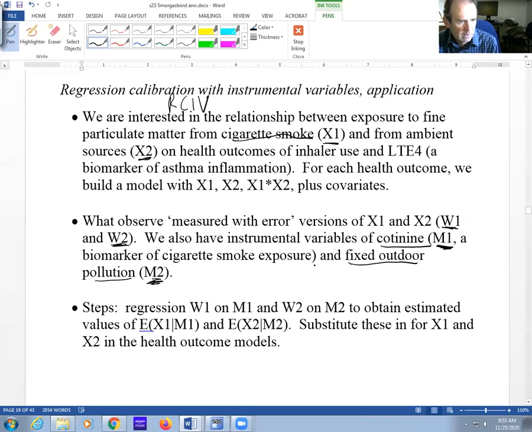So what we do is we're going to regress W1 on M1, so the measured-with-error version of cigarette smoke exposure on cotinine, and then we regress the measured-with-error ambient exposure on the data from the fixed monitor. And so we get predicted exposures to cigarette smoke and outdoor air pollution, and we substitute those in for the unobserved X1 and X2 in the health outcome models to get our estimates.